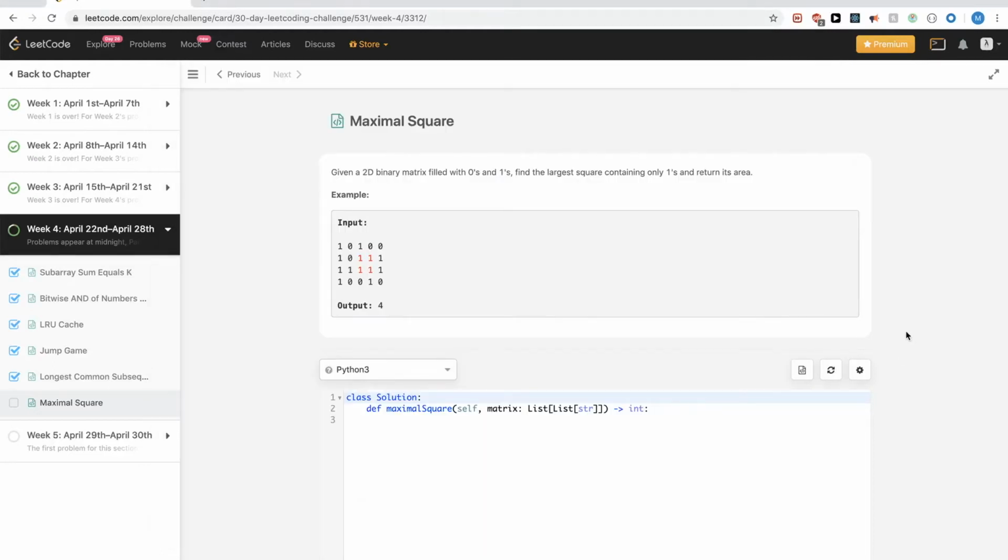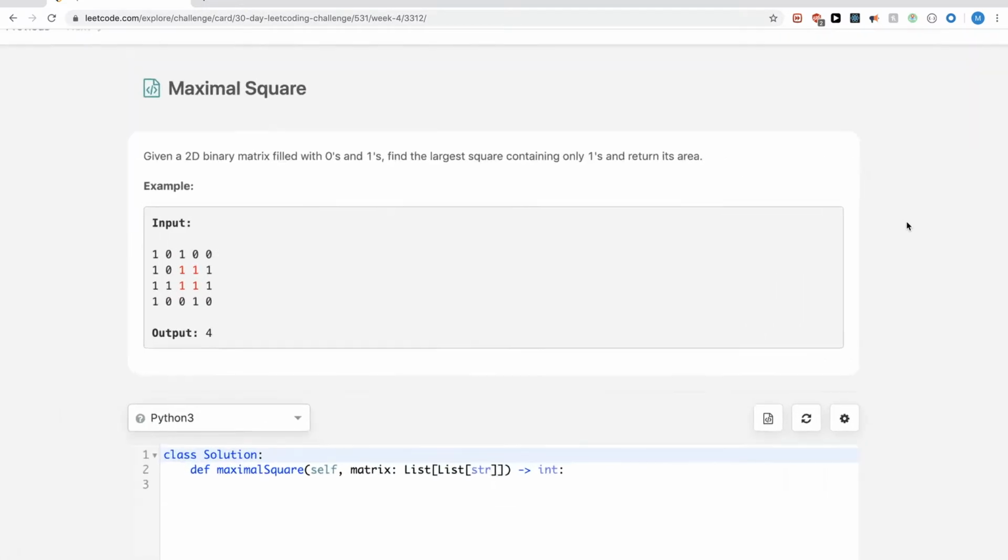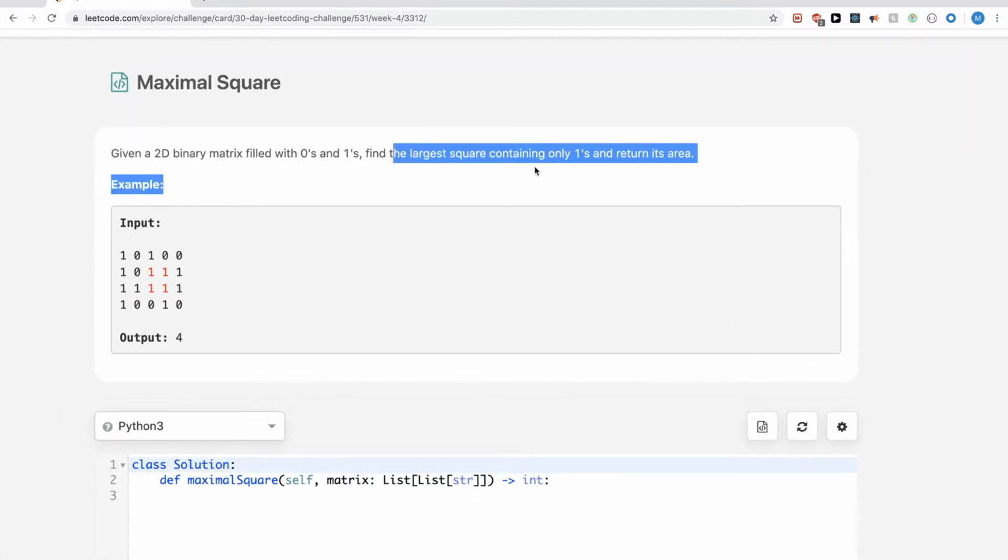Hello, so today we are going to do Leetcode day 26, I think, or 27, maximal square. The problem says, given a 2D binary matrix filled with zeros and ones, we want to find the largest square containing only ones and return the area. So the largest square, that's what we're looking for.